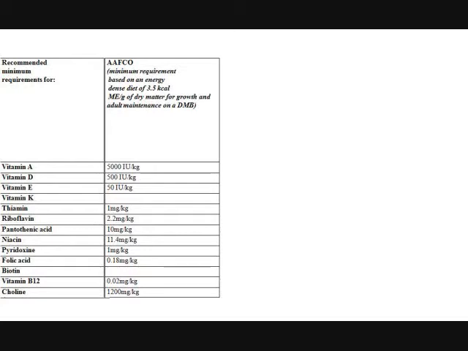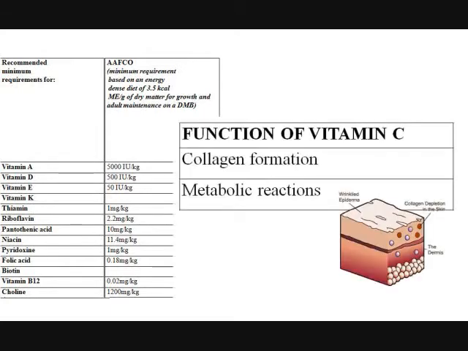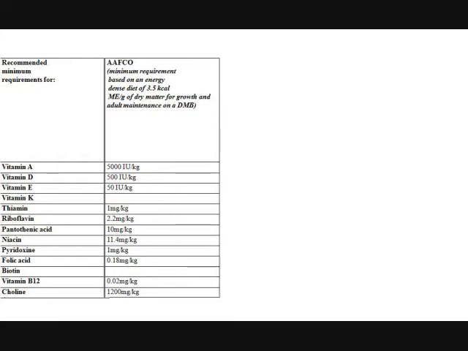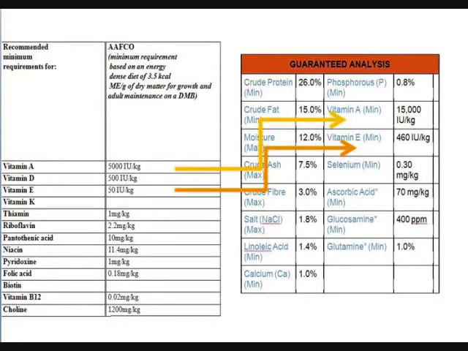Vitamin C is required for the formation of collagen and is active in many metabolic reactions involving iron absorption and structural tissue development and repair. Dogs are capable of producing this and thus do not have a dietary requirement for this vitamin. The vitamins contained in our feed sample ProPlan exceed the minimum requirements by approximately 3 times.